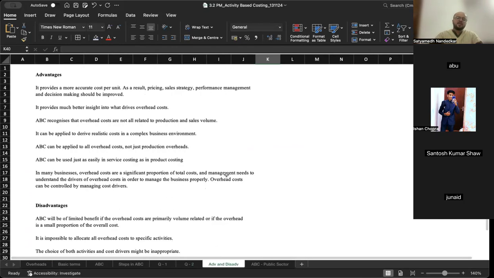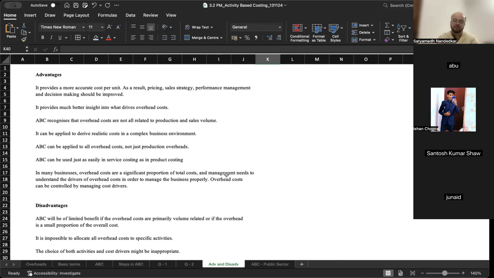Now, what are the advantages and disadvantages of activity-based costing? Something like this is often tested in MCQs. What kind of questions do they ask? Which two of the following are advantages of activity-based costing? Something like this. Basically, activity-based costing is far more scientific as compared to your traditional absorption costing. So it provides a better estimate of cost. It provides a better insight into what drives the overheads, what influences the overheads.